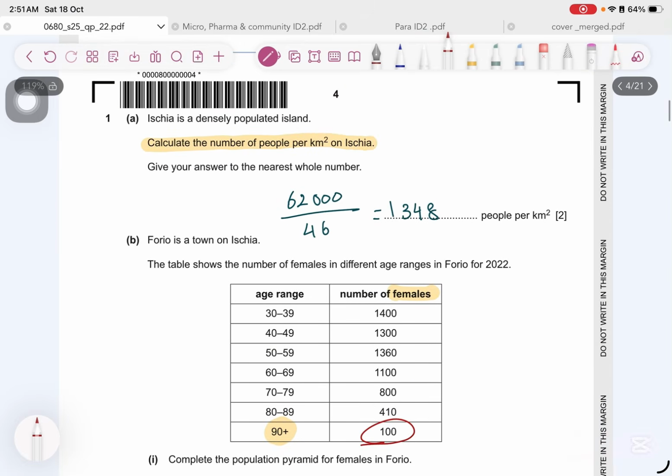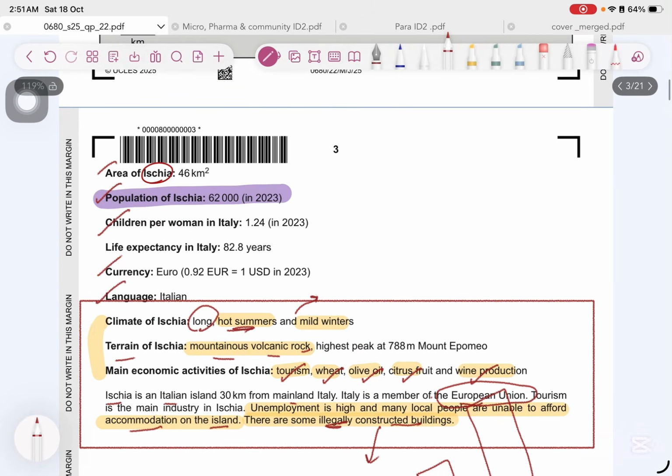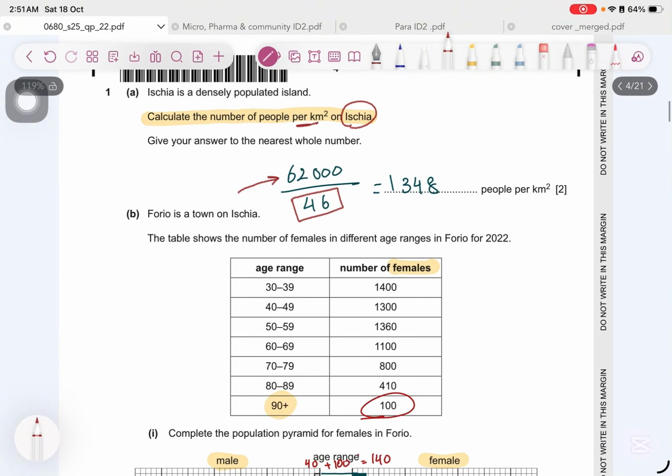Okay. Ischia is a densely populated island. Calculate the number of people per kilometer square in Ischia. That means we're going to get the population number divided by the area. So the area here was 46 and the population here was 62,000, which is why I told you earlier to make sure that you pay attention to this page, because this page carries a lot of hints and this page is very valuable, okay? Don't forget it.